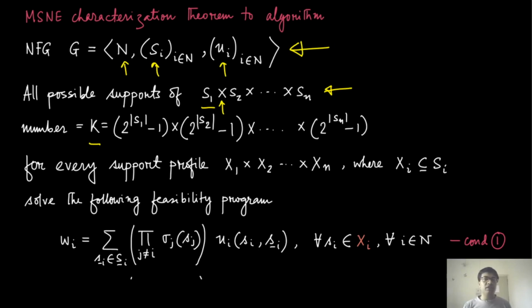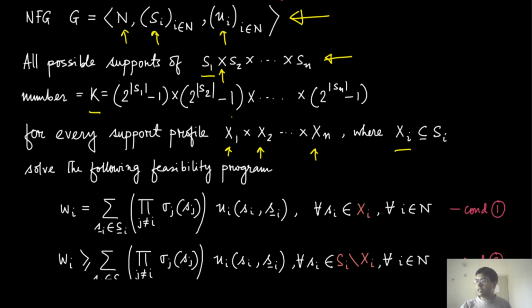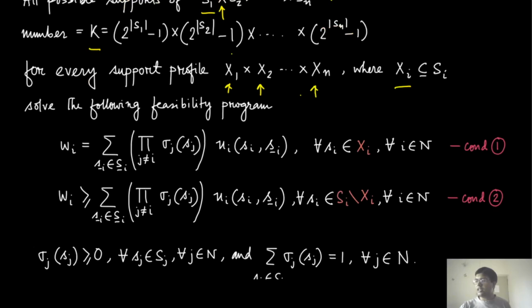So let us look at the support profile. One specific support profile, and there will be k such support profiles. This support profile is X1 Cartesian product with X2 to Xn, where all these Xi's are subsets of capital Si. Now we know there are two conditions which say it is necessary and sufficient for mixed strategy Nash equilibrium, and we are just using those two conditions to write down the following.